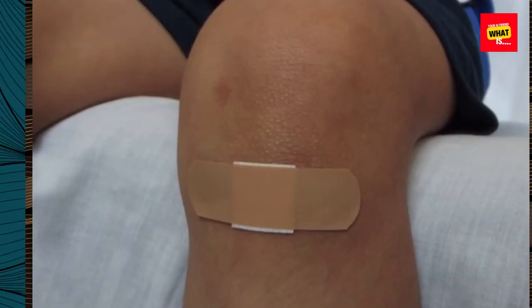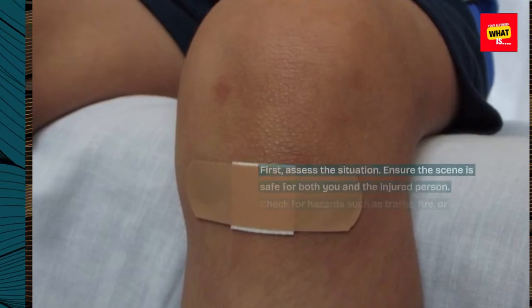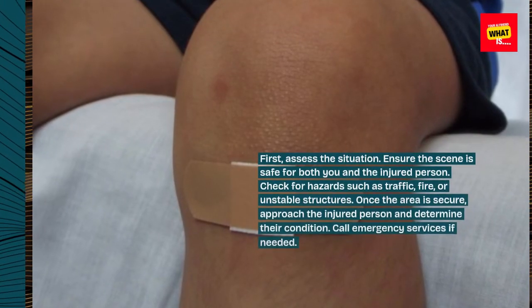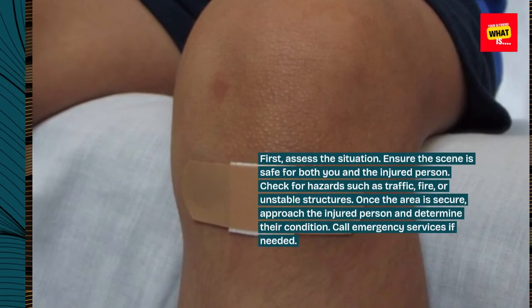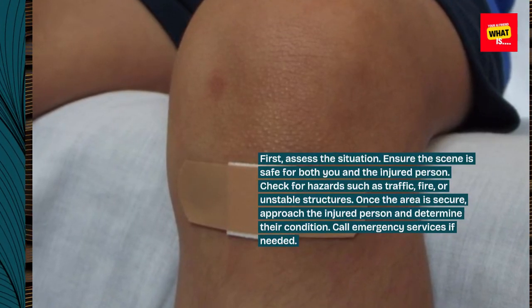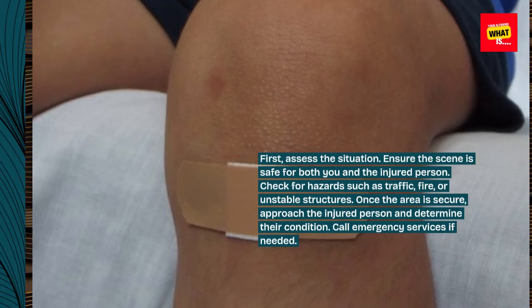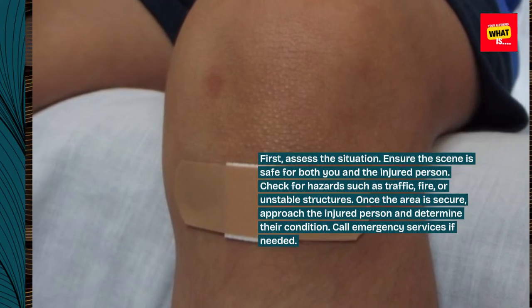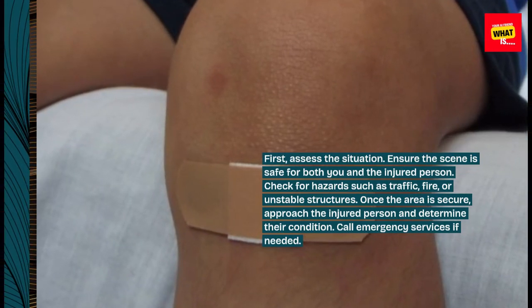First, assess the situation. Ensure the scene is safe for both you and the injured person. Check for hazards such as traffic, fire, or unstable structures. Once the area is secure, approach the injured person and determine their condition. Call emergency services if needed.